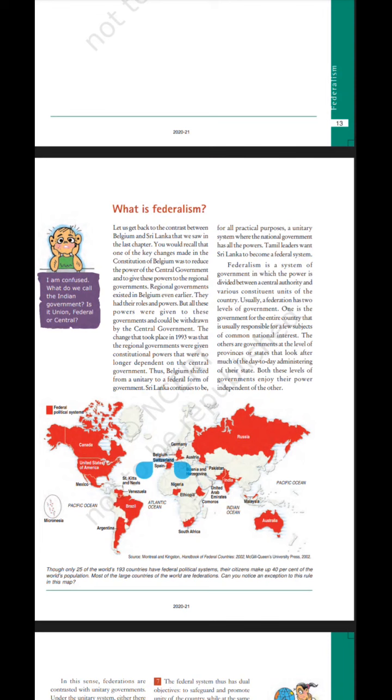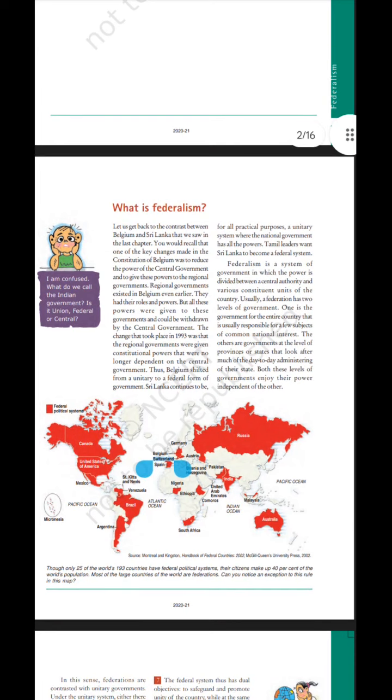Thus, Belgium shifted from a unitary to a federal form of government. Sri Lanka continues to be, for all practical purposes, a unitary system where the national government has all the powers. Tamil leaders want Sri Lanka to become a federal system.